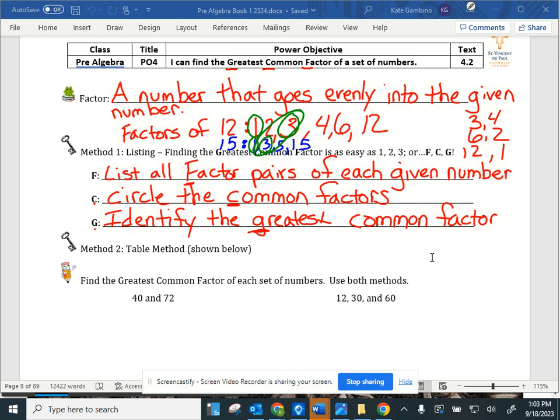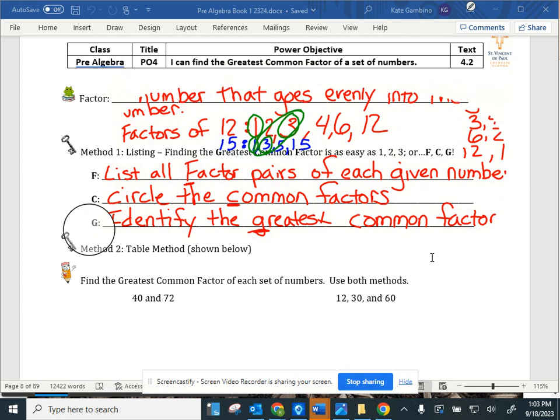So we had listing all of our factor pairs, all those factor buddies. I call them factor buddies because they go together. Factor pairs is the more mathy way of saying it. You list them all, you circle the common ones, the 1s and 3s they had in common, and then we find the greatest one, the biggest common factor that they share, is our greatest common factor.